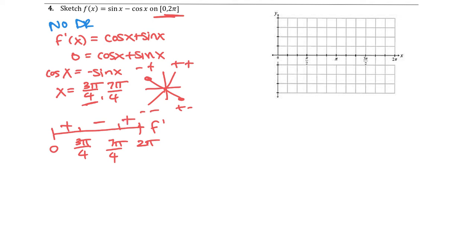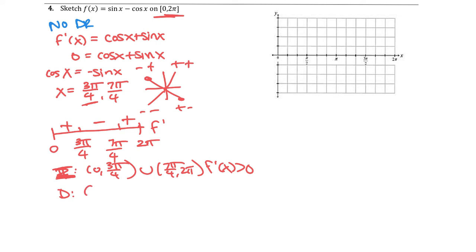But we have now identified that we are increasing from 0 to 3 pi over 4 and from 7 pi over 4 to 2 pi because our derivative is positive. We are decreasing from 3 pi over 4 to 7 pi over 4 since our derivative is negative.